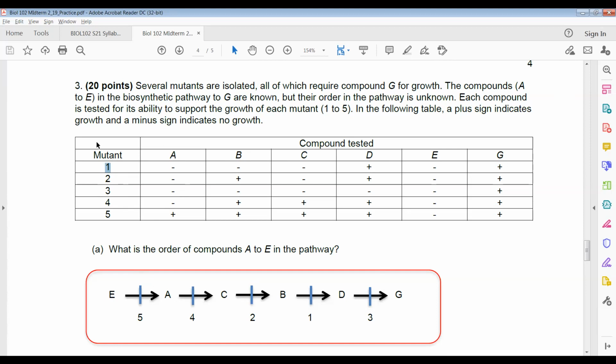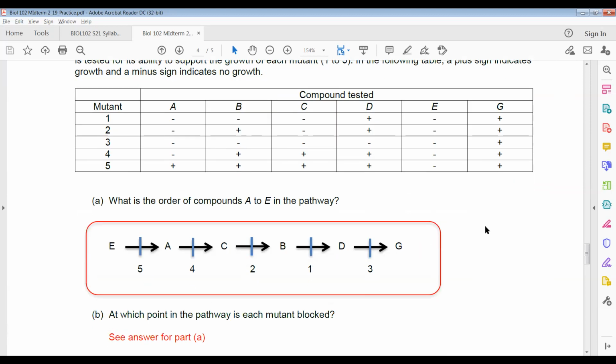But if I give you data like this, how do you figure out the order of the pathway? And how do you figure out for each mutant which step has been mutated? We have learned this before, right? I showed you how we can start from this table.